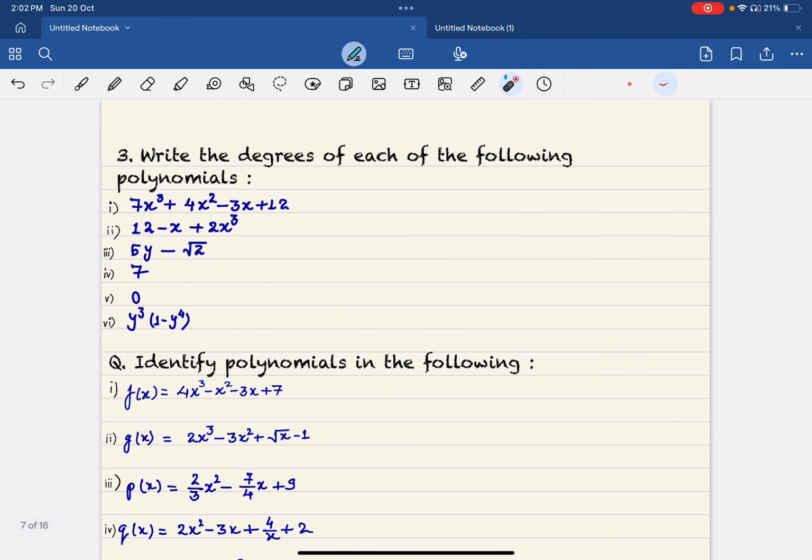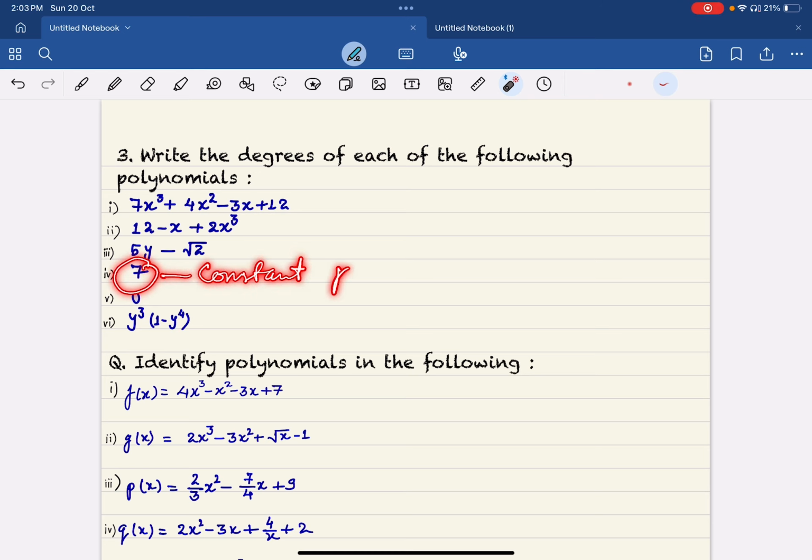The next question is, write the degrees of each of the following polynomials. We have discussed the degree of the polynomial in the last video. You can check out the last video. So in the first question, the degree of the polynomial is 3, because the main term, or the highest power of the variable, is 3, so we can say that the degree of the polynomial is 3. In this, the degree of the polynomial is 3. In the third question, the degree of the polynomial is 1. In the fourth question, this is the constant polynomial.